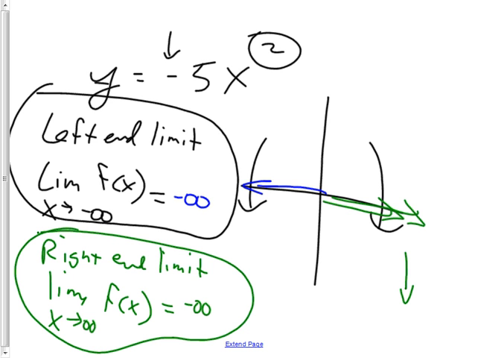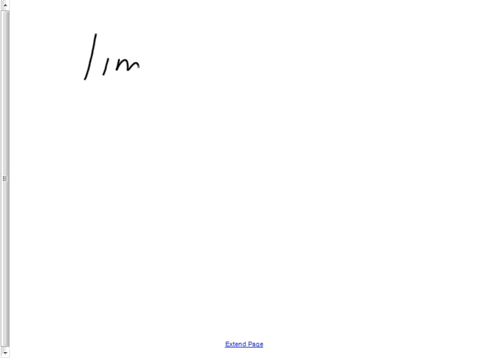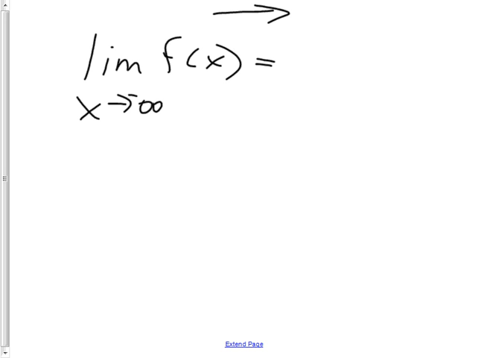If you're ever asked for a left end limit or a right end limit, just always start with this. If you want the right end limit, that's way over this way, it's going to be positive infinity. If you want the left end limit, negative infinity. Now you just figure out where the graph is when you get there. Is it way up or way down? It's usually either infinity or negative infinity.